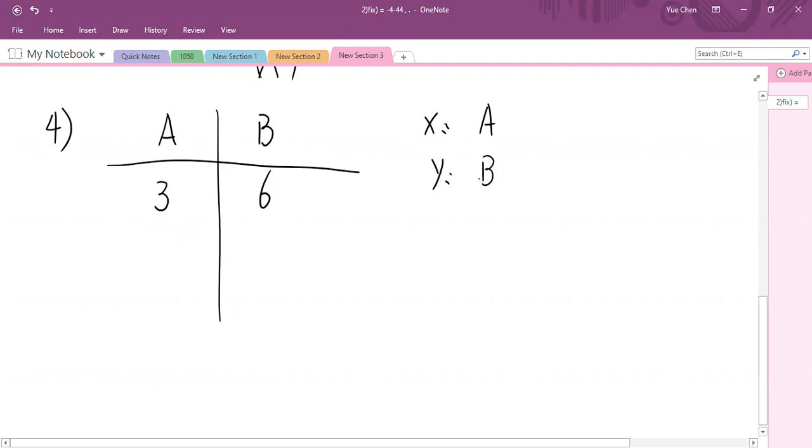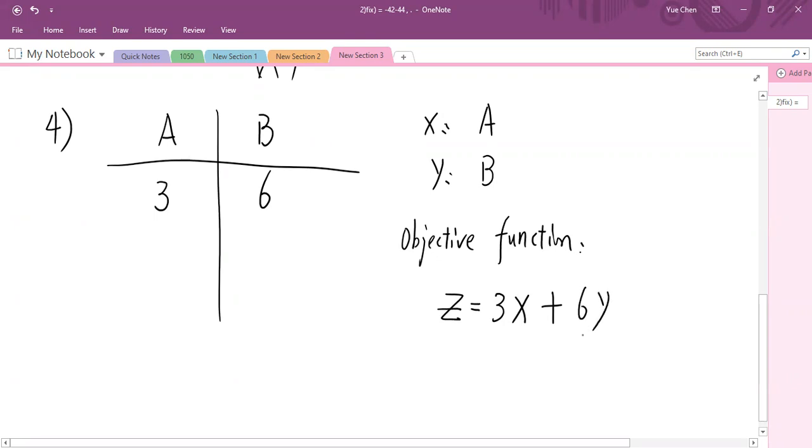So write down the objective function to describe the total profit. Okay, so the objective function, which is Z equals the total profit. So for part A, you have 3 times X. So this is the profit for part A. And part B is 6 times Y. So we add them together to get the total profit. Right. So this is the objective function.